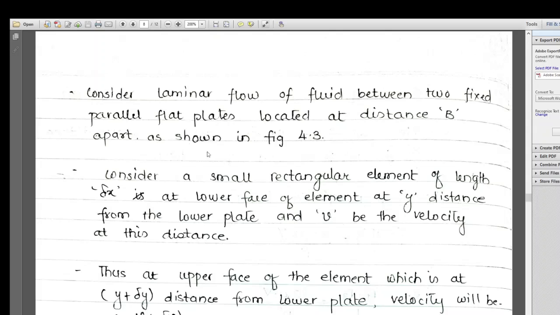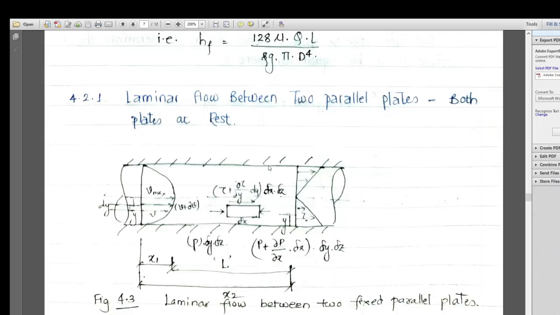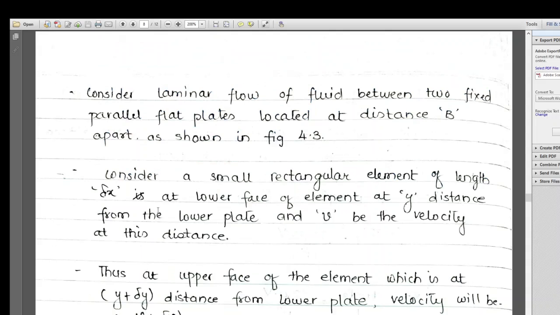Now we will consider the laminar flow of fluid between two fixed parallel plates which are located at a distance B apart. Now these two plates are apart from each other at a distance B. This distance is nothing but capital B. Now from that, consider a small rectangular element of length delta x, at the lower face of the element at y distance from the lower plate, and let v be the velocity at this distance.